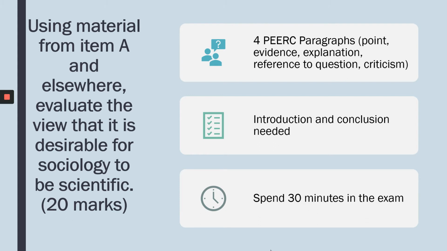So using the item, evaluate the view that it is desirable for sociology to be scientific. Now, be careful, because this question is not asking you whether it is scientific, it's asking you if it's desirable. Should we aim to study society in a scientific way?